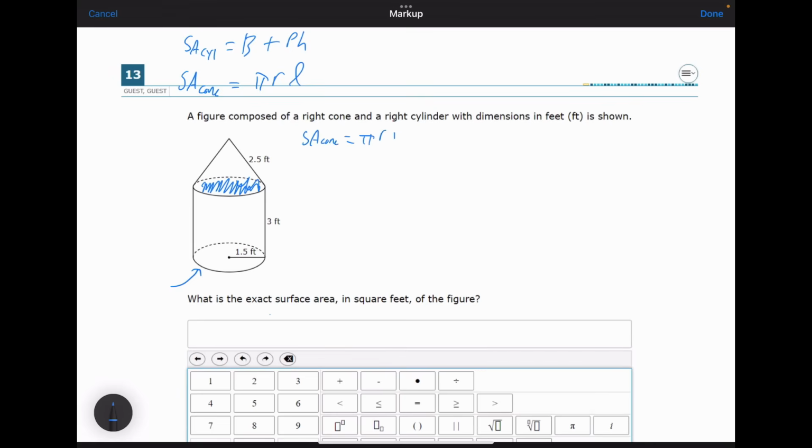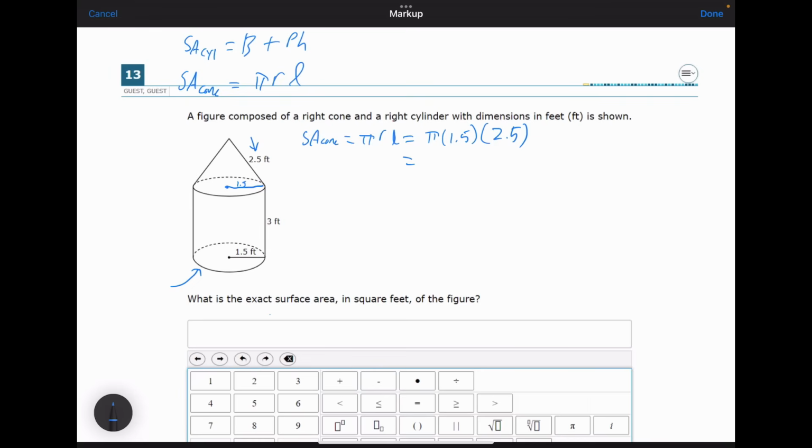pi times r times length, which is equal to pi times the radius, which we're given is 1.5 directly. By the way, this radius 1.5 here is the same radius here. These are both 1.5. That doesn't change throughout the cylinder. So here we have pi times r, which is 1.5, times the slant height of 2.5.